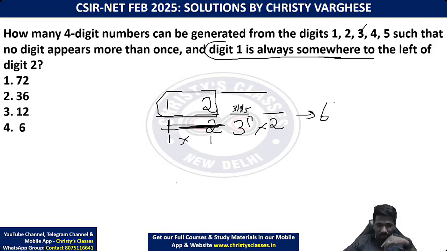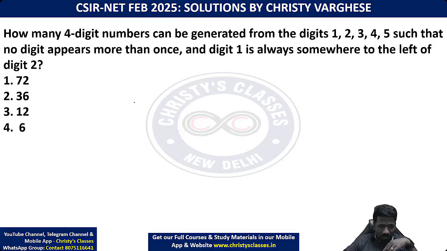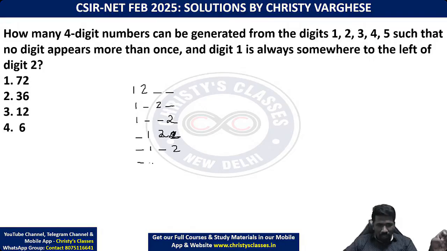Now there are other ways also. 1 here, 2 here. Then the remaining positions, how many ways? 3 into 2, 6 ways itself. Now I will just write it a little more clearly. 1, 2, dash, dash is a possibility. 1, dash, 2, dash is a possibility. 1, dash, dash, 2 is a possibility. Is it over? No. Dash, 1, 2, dash is a possibility. Dash, 1, dash, 2 is a possibility. Dash, dash, 1, 2 is a possibility. So there are a total of 6 possibilities.